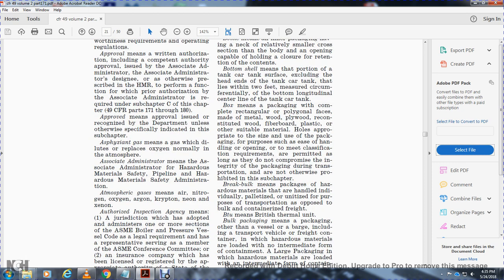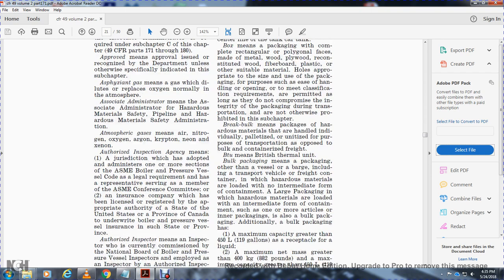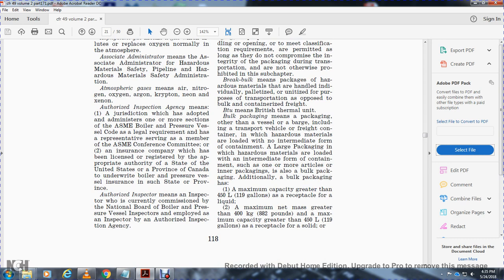Authorized inspection agency means an organization with jurisdiction over the adopted administrator of one or more sections of the ASME Boiler and Pressure Vessel Code of the legal requirements, and has a representative of the service as a member of the ASME conference committee, or an insurance company which has been licensed and registered with the appropriate authority of a state of the United States or a province of Canada to underwrite boilers or pressure vessels in insurance with the state, with the provision provided.